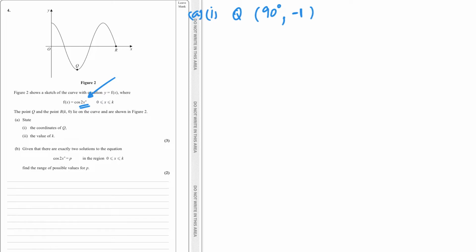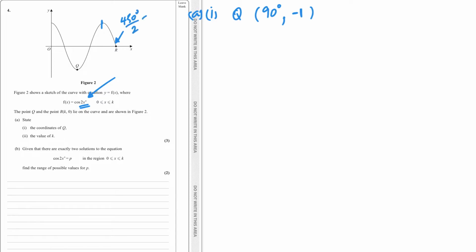Now, as I follow the graph, that's the point where the first kind of revolution happens. So up to that point would be 180 degrees. And this would normally happen then at 450 degrees.